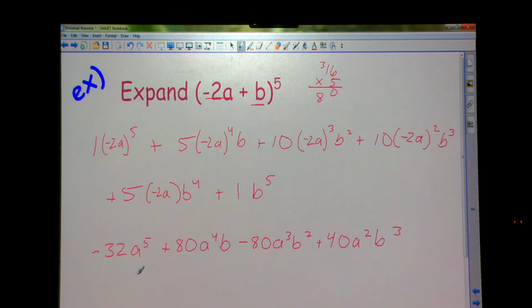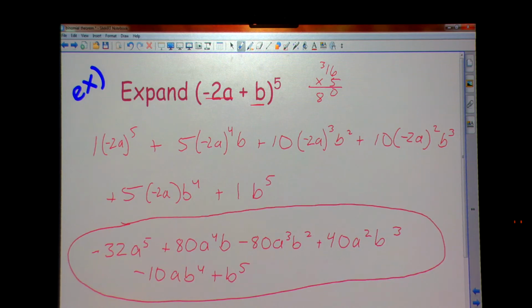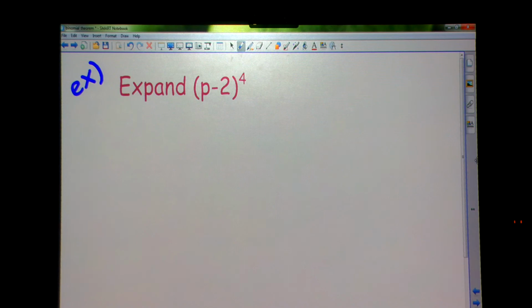Kind of run out of room, but here that'll give me negative 10ab to the 4th plus b to the 5th. So the negatives aren't any different, you just have to watch your powers. Remember, raised to an even, it's still positive. Raised to an odd, it's negative. So, another one: p minus 2 to the 4th.